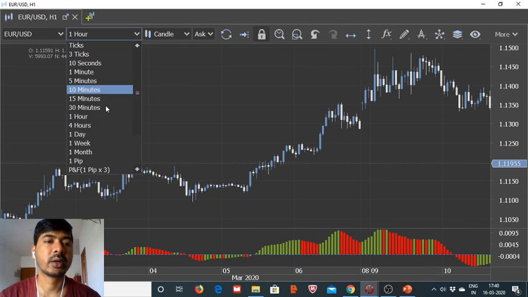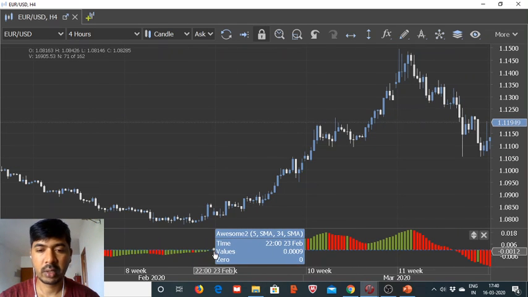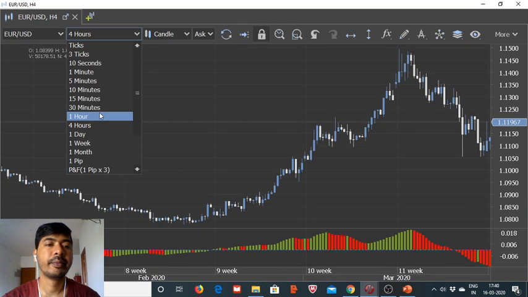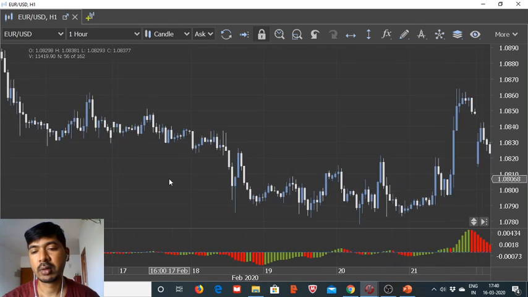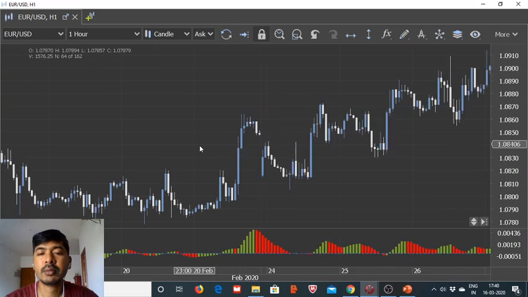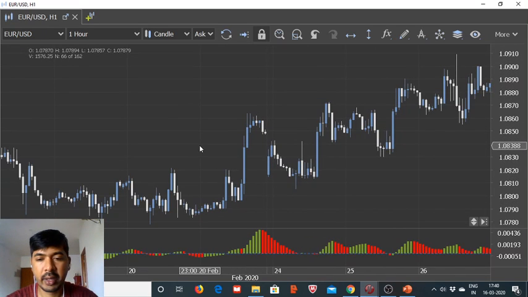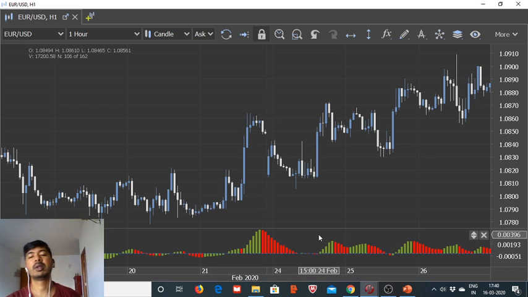Let me again check the 4 hourly chart. Here we have 22 GMT, 23rd of Feb. So we need to go back almost. So this is our desired area of entry, and here as you can notice, if we simply keep a condition where the buying momentum is increasing, in such a scenario we can continue to look for a buy trade.